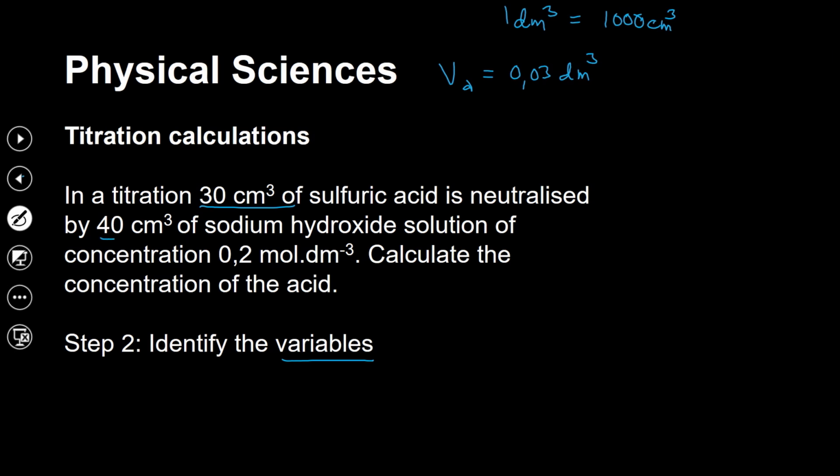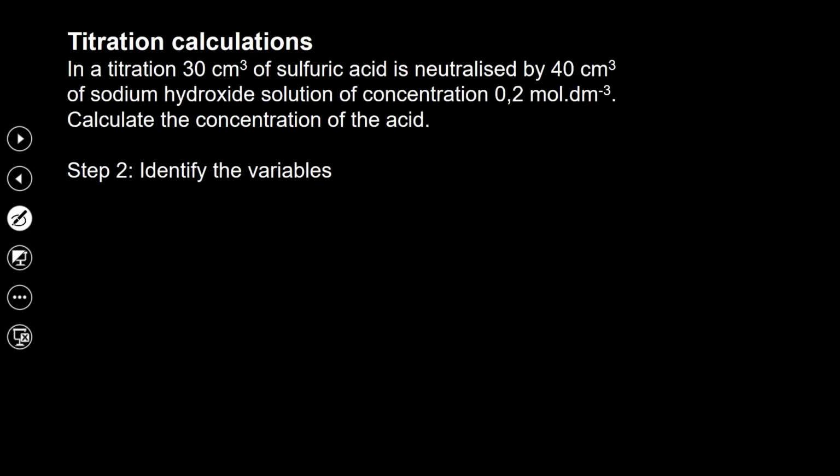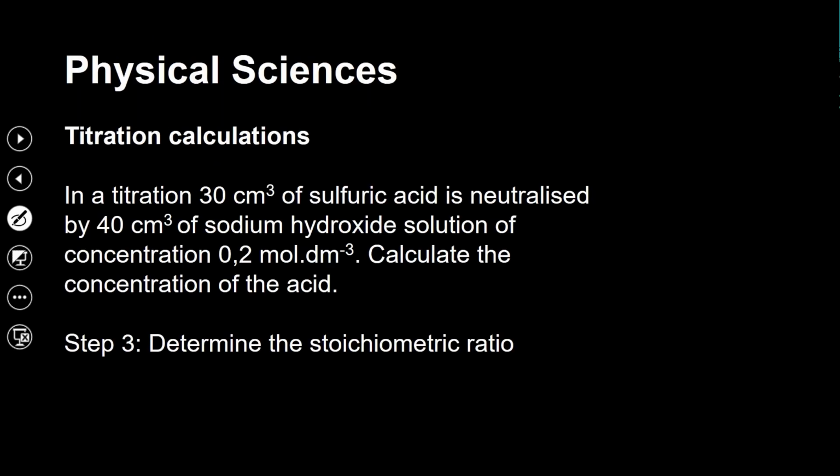Right. And then what else do we have? We also have volume of base. Okay, volume of base is equal to 0.04 cubic decimeters. What else do we have? We also have the concentration of the base, right? So C of the base is equal to 0.2 moles per cubic decimeter, right? These are the quantities that we can immediately pick up from the story that is given to us. Very, very important, right?